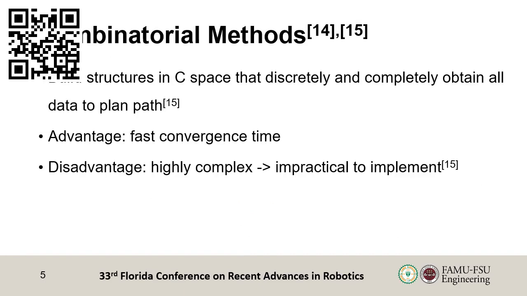Combinatorial methods are path planning techniques that build structures in the configuration space that completely and discretely obtain all of the necessary data to plan a path. Combinatorial methods quickly converge to a solution. However, these methods are very complex because of the difficulty associated with dividing the configuration space into polygons. Consequently, they are difficult to implement.